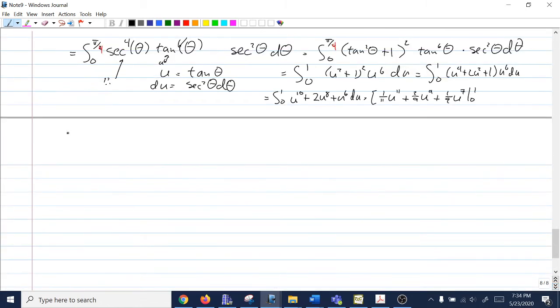Plug in 0, you get 0. Plug in 1, you get 1/11th plus 2/9 plus 1/9 minus plug in 0, you get 0. I said that really quickly. Get in the habit of actually checking that when you plug in 0, you get 0. Cosine 0 is not 0. E to the 0 is not 0. There are many functions where when you plug in 0, you don't get 0. So make sure you're actually checking this. I'm doing it fast, but I am actually thinking about that. I wrote 1/9, but that was supposed to have been a 7th.